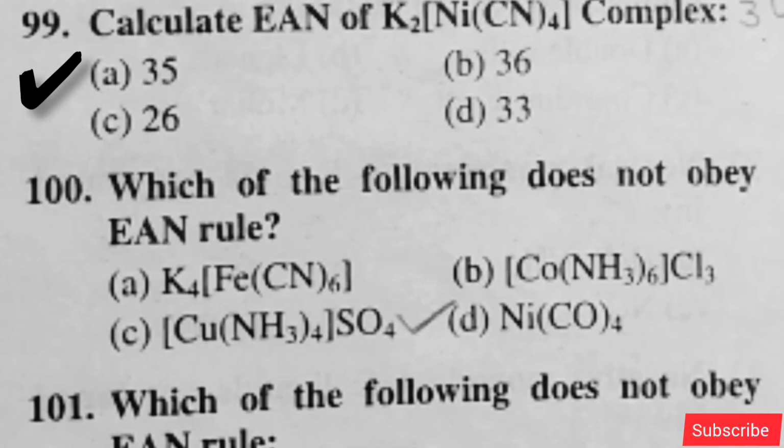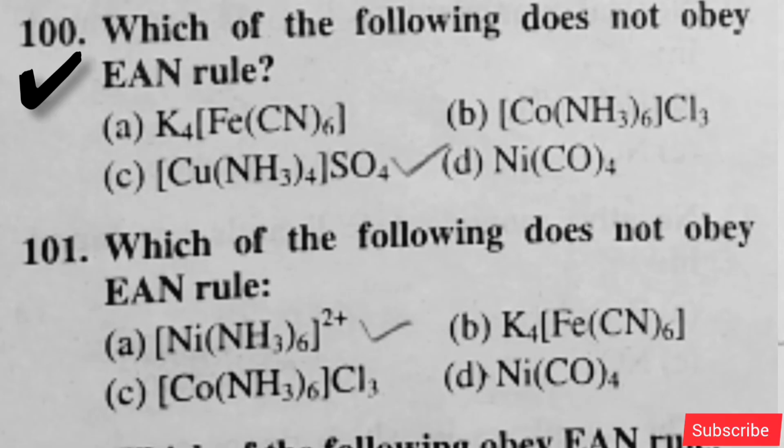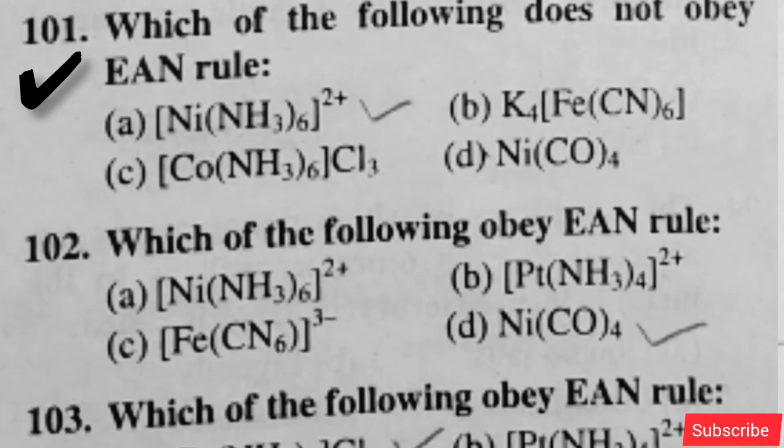Calculate EAN of K2[Ni(CN)4] complex. इस कॉम्प्लेक्स का जब हम EAN निकालेंगे तो हमें 34 मिलेगा जो कि ऑप्शन में नहीं है, बट इसका राइट आंसर 34 होगा. In question 100, which of the following does not obey EAN rule, option C is right. Question number 101: which of the following does not obey EAN rule, option A is right.